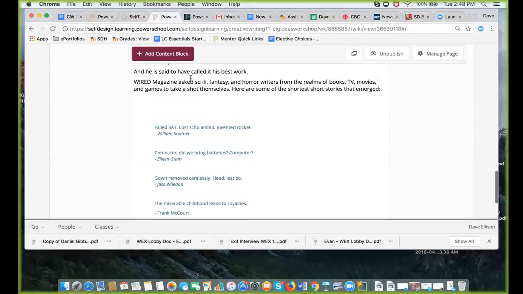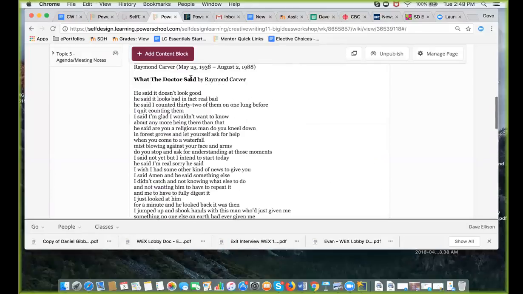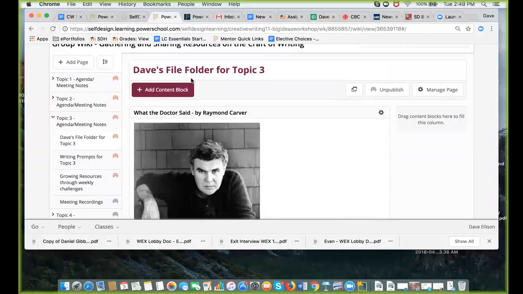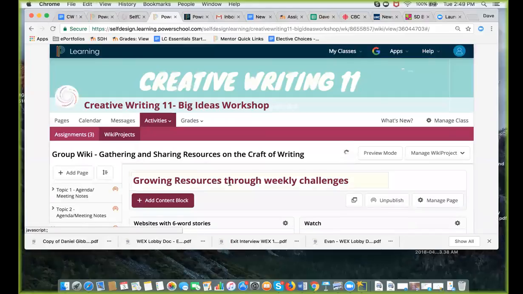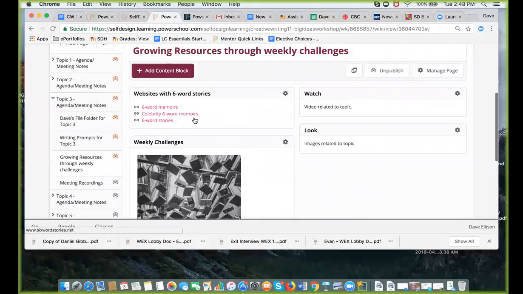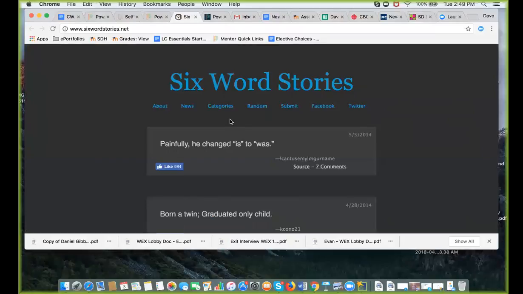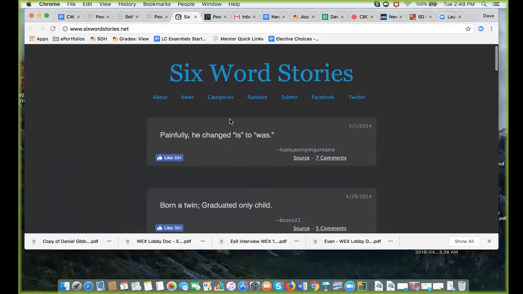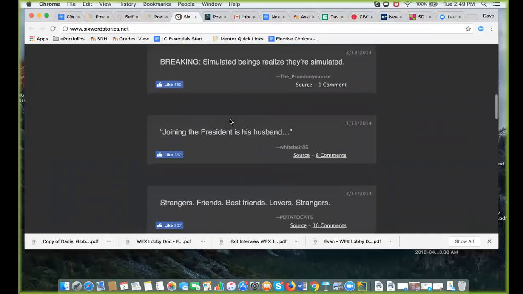Okay, this is in the Days file folder, and I added some resources, basically some links. I put in some websites with six-word stories. I found it was really quite simple: I just Googled six-word stories and different ones came up. This one here, the bottom one, I think I may have taken one of them from here.